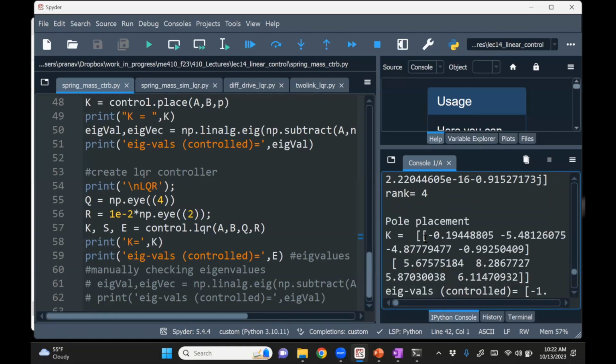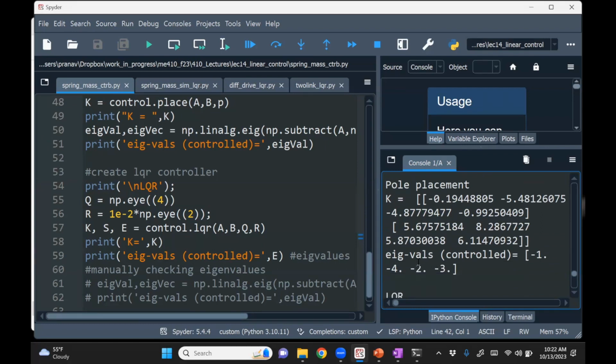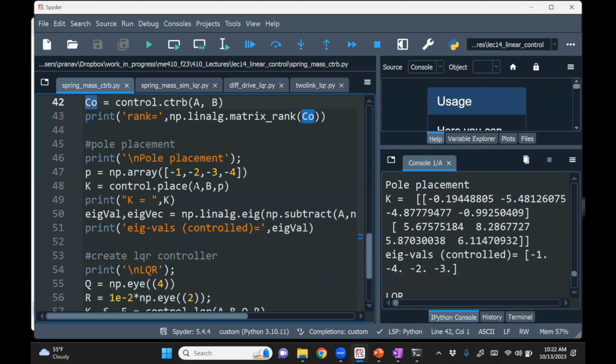Then pole placement gives me this gain. I'm sure that gain has no meaning to you, but if you compute the eigenvalues, it is actually at the location I set it to be in. The eigenvalues are -1, -2, -3, -4. I wanted them there. It actually puts them there.